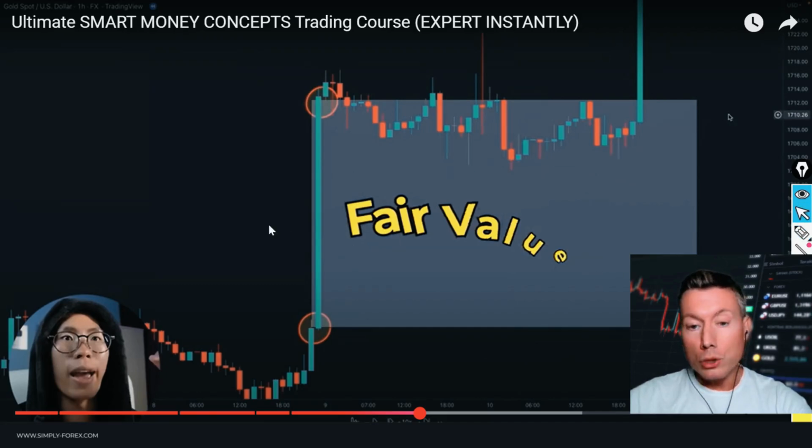And we'll also plot a few fair value gaps on the chart as well. But I'm going to show you how you don't need fair value gaps. You need areas where the chart reacted previously. Okay, but we'll take a look at this in more detail as well.